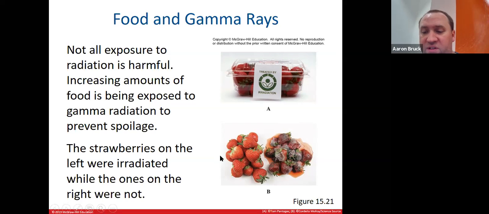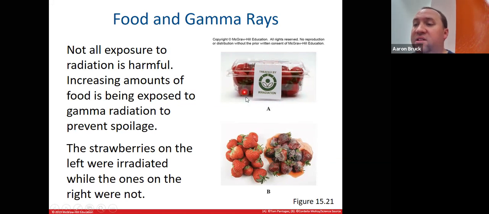And we can see the difference between them in picture B. Now, if this is the kind of thing that scares you, do be advised that all things that are treated with radiation have to be marked. This is called the Radura symbol, right here. Anything that is treated with radiation has to be marked with the Radura symbol. To not mark it would be illegal and would be very, very costly to the company if it was ever discovered.